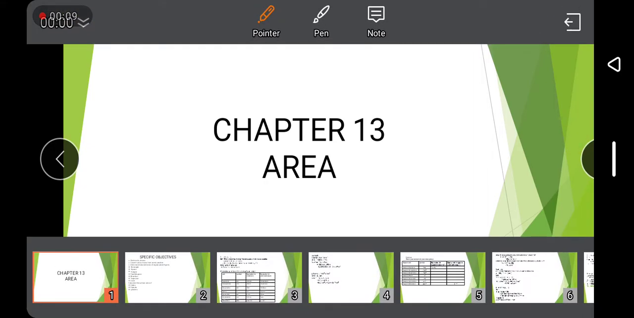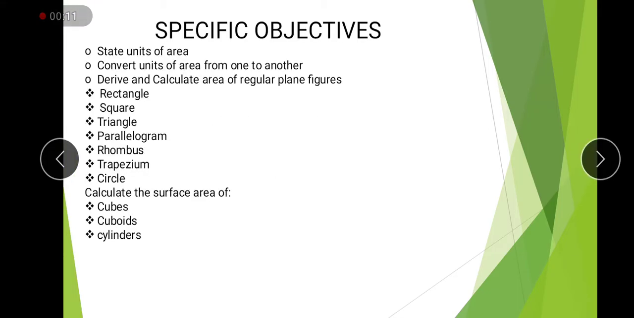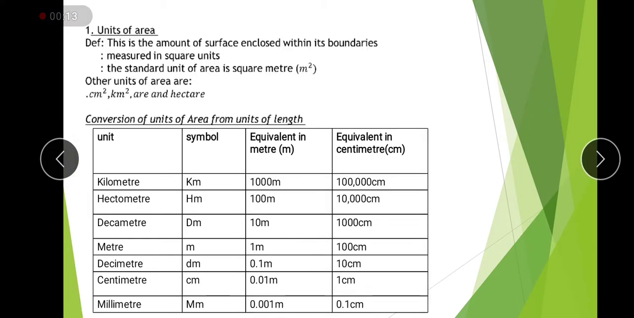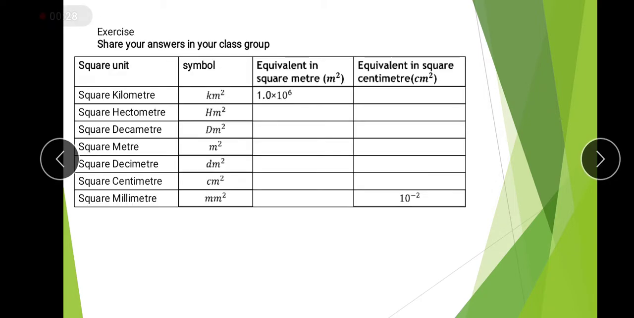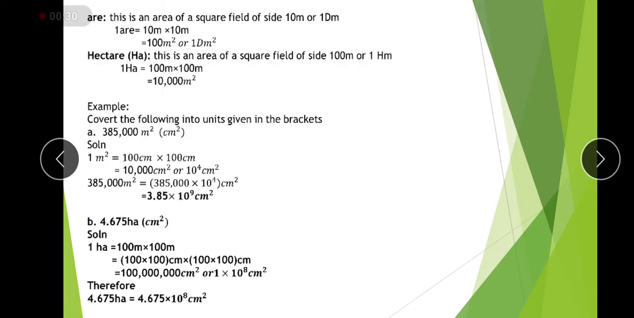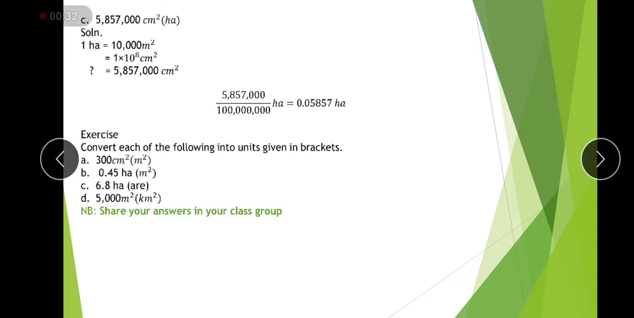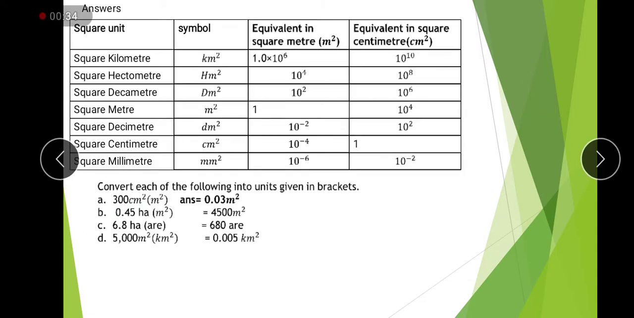Now, in our previous lesson, we looked at units of area, conversion of units of area from units of length. We said that area is measured in squared units. I gave you an exercise. Today I'll start by giving you the answers to the exercise that I gave you. Now these are the answers.